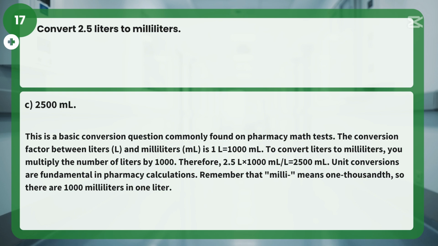The conversion factor between liters, L, and milliliters, mL, is 1 L equals 1,000 mL. To convert liters to milliliters, you multiply the number of liters by 1,000. Therefore, 2.5 L times 1,000 mL/L equals 2,500 mL. Unit conversions are fundamental in pharmacy calculations. Remember that milli- means one thousandth, so there are 1,000 milliliters in 1 liter.